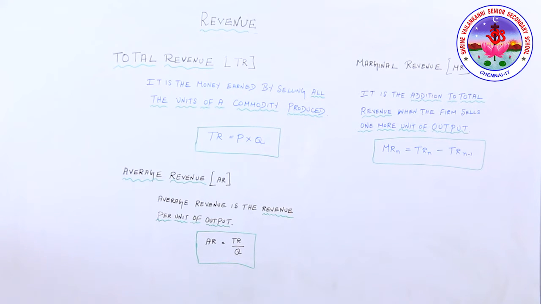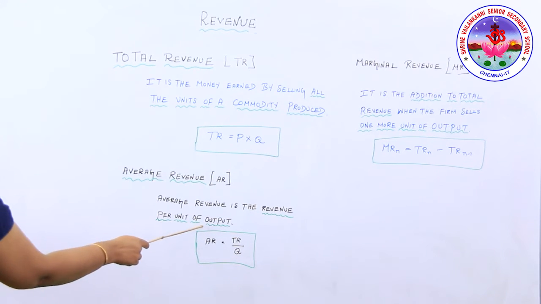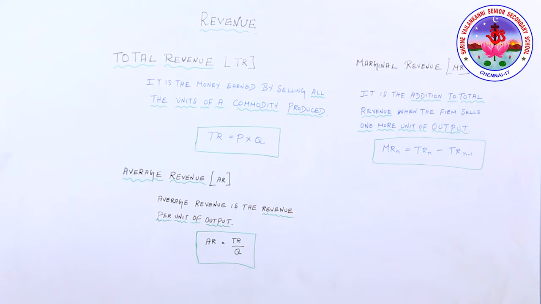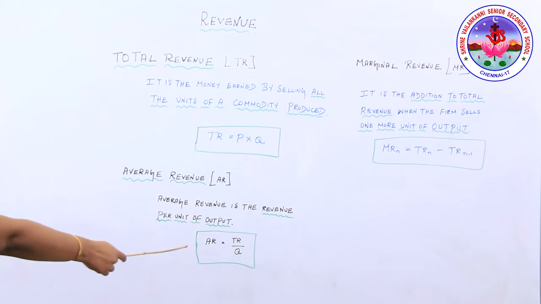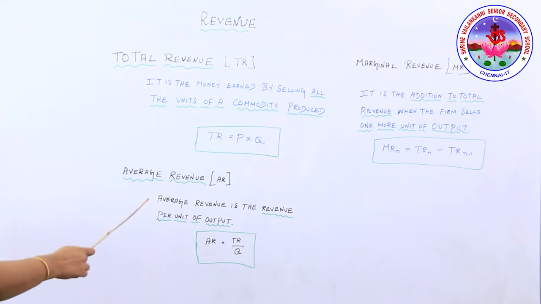Now coming to average revenue, AR. Average revenue is the revenue per unit of output. Average revenue equals total revenue by quantity. For example, if total revenue from the sale of 10 chairs is rupees 1,600, then average revenue equals total revenue by quantity. So 1,600 by 10 is equal to 160. So average revenue is equal to 160.